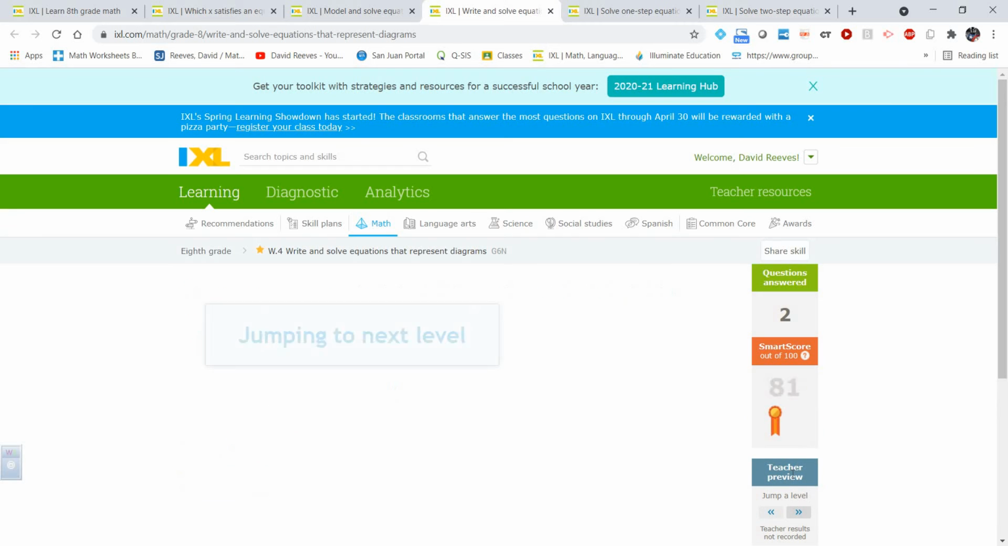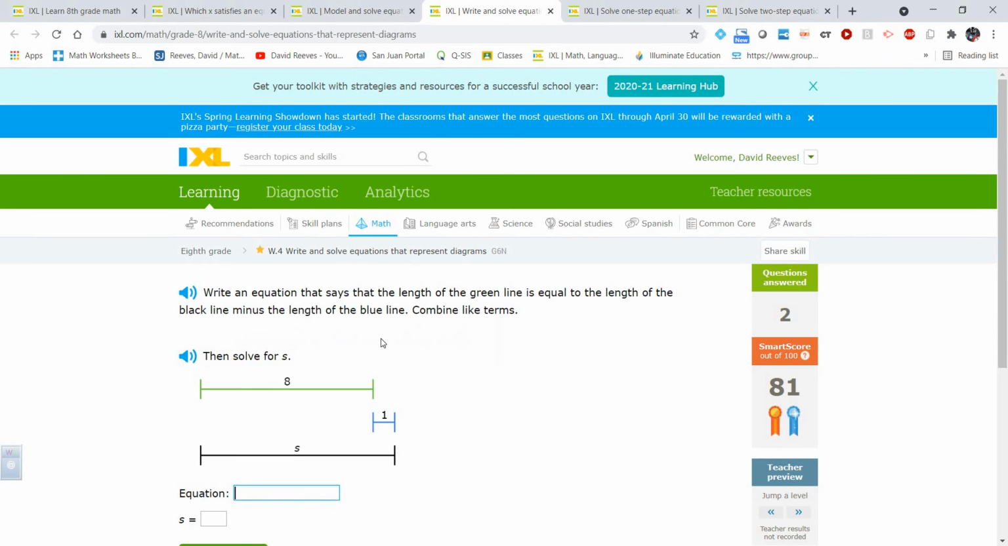All right. How about this one? Write an equation that says the length of the green line is equal to the length of the black line minus. So sometimes they're going to want you actually to take away. All right, so the length of the green line is 8, and it's equal to the length of the black line. Well, the black line is S, right? There's the black line S, minus the blue line is 1.